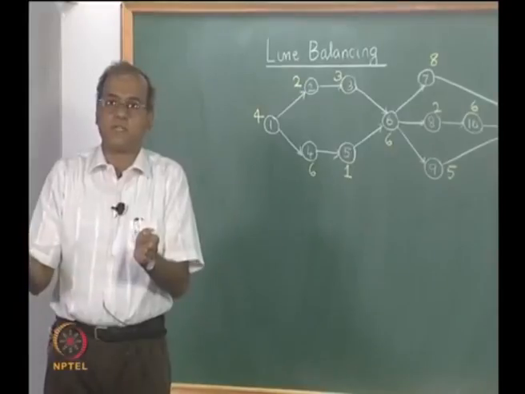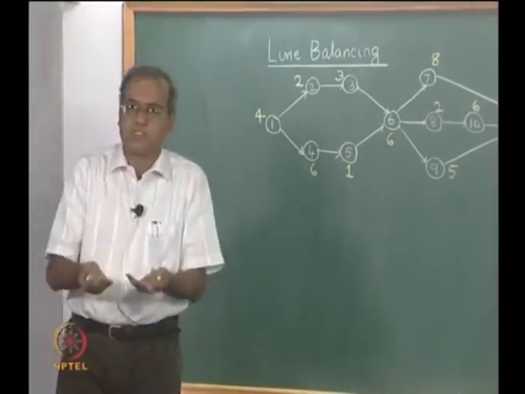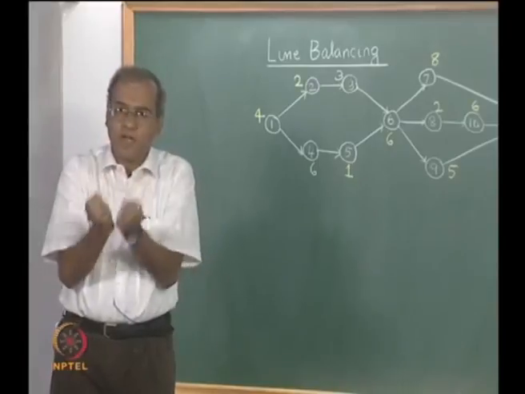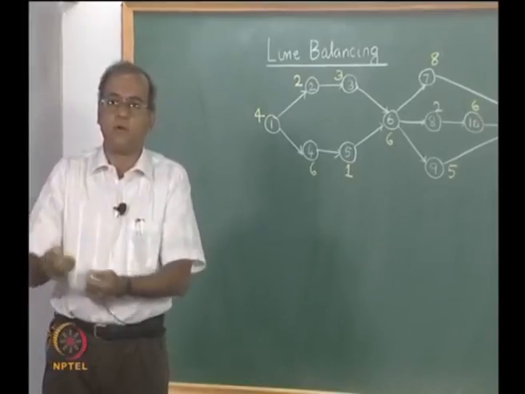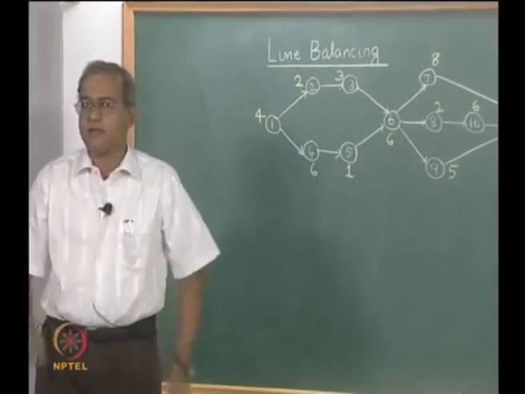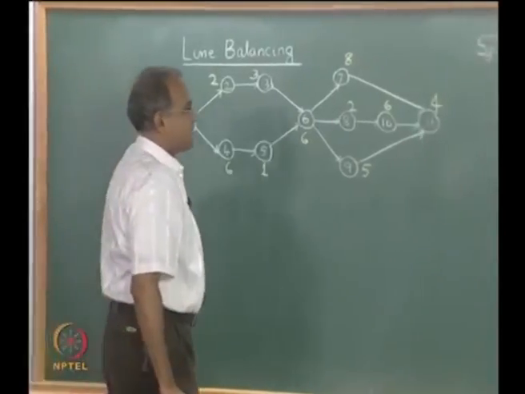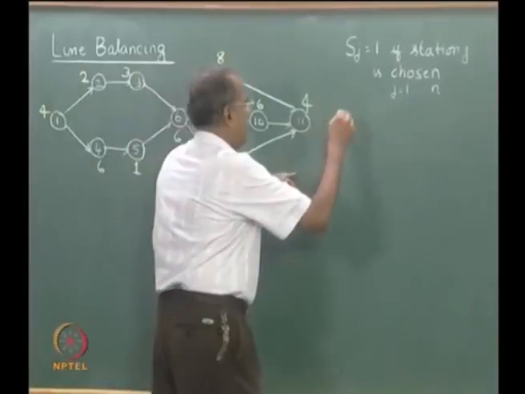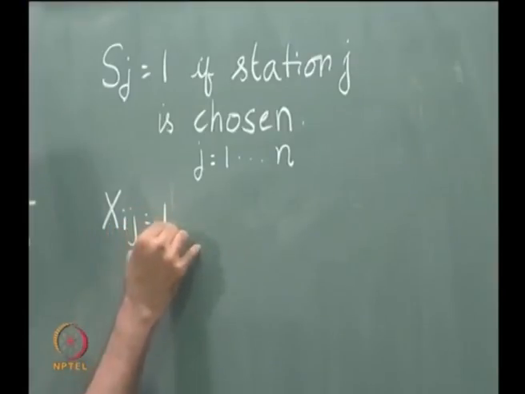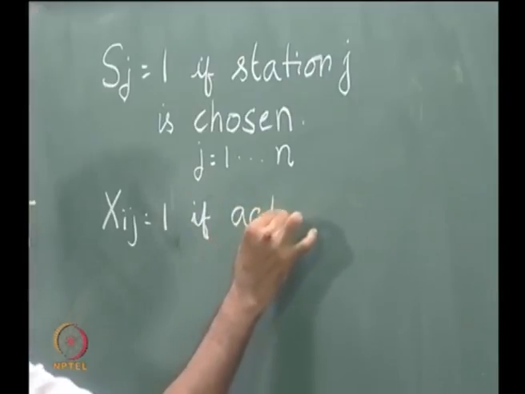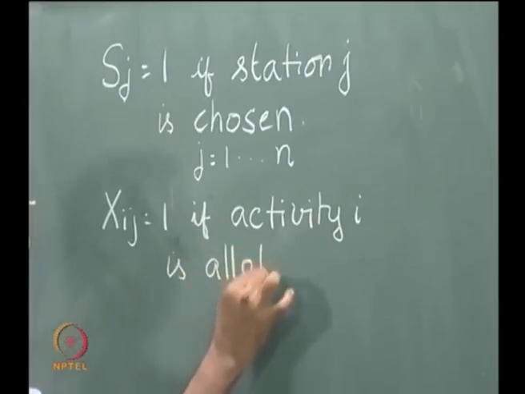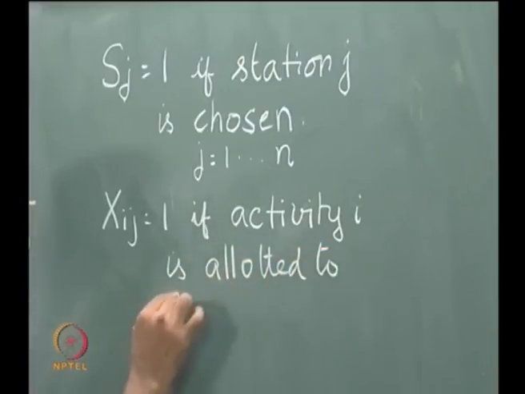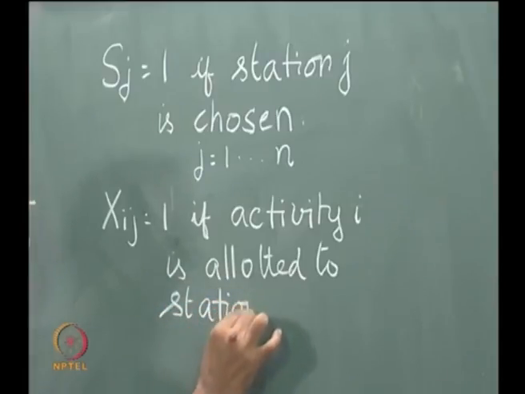Now can we bring down the number of stations? If we can solve it with 5 workstations, then the solution would take 5 out of the 11 values as 1, and the remaining 6 out of the 11 values will take 0, saying that these stations are not created. So Sj equal to 1 if station j is chosen or created, and let Xij equal to 1 if activity i is allotted to station j.